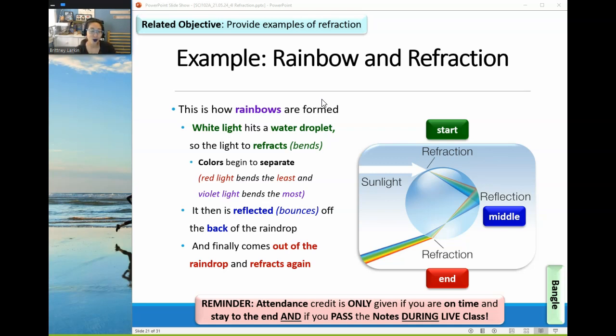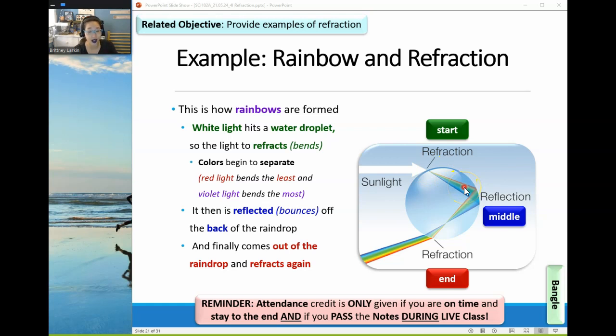Okay, so when white light, being the light that we get naturally from the sun, hits a water droplet, the light begins to refract or bend. So you can see that right here. We have white light coming in from the sunlight. It hits the water droplet and bam, it begins to bend.